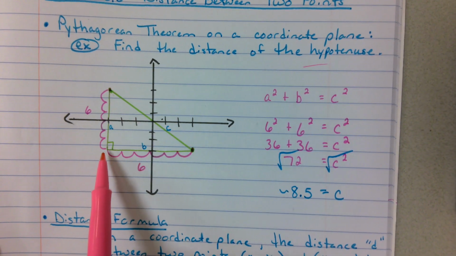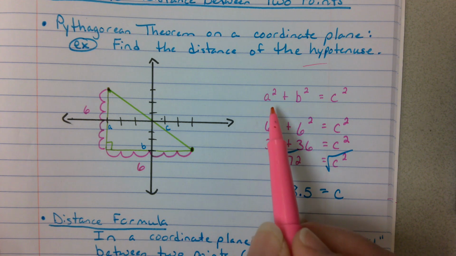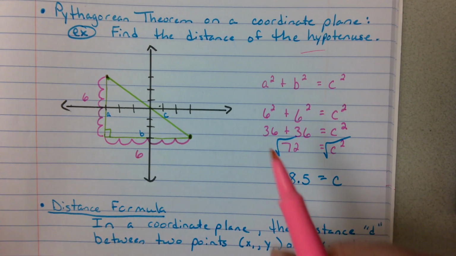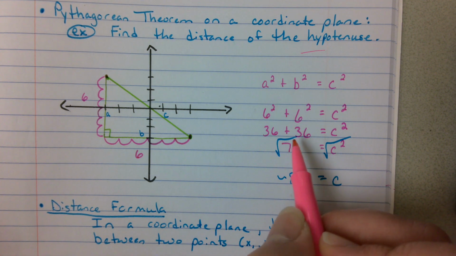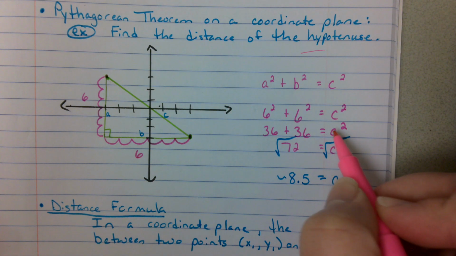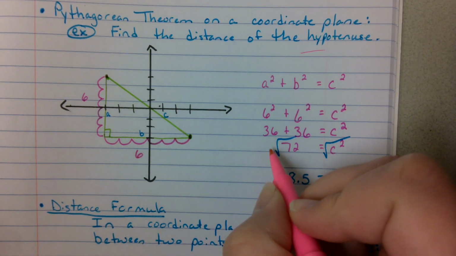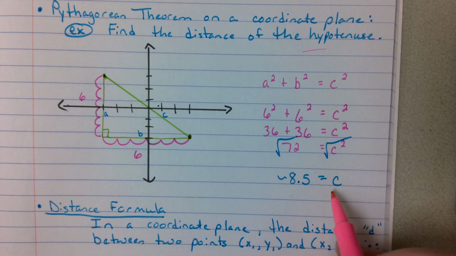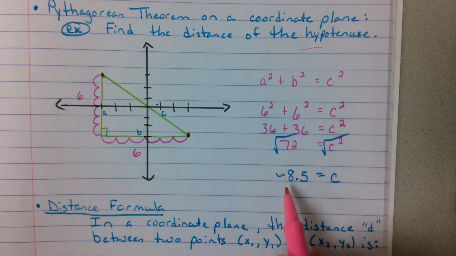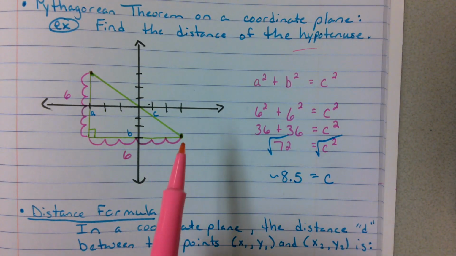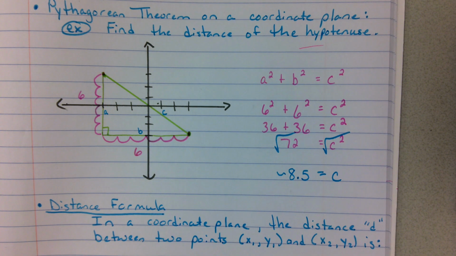So if I have a distance on one leg of 6 and the other leg of 6, I'm going to put 6 in for A and 6 in for B, and then we're going to be able to calculate our C. 6 squared is 36. 36 plus 36 is 72. Remember, when we have C squared, we need to take the square root on both sides. The square root of C squared is just C. And then the square root of 72 is approximately 8.5. So our distance of the hypotenuse using the Pythagorean theorem is 8.5.